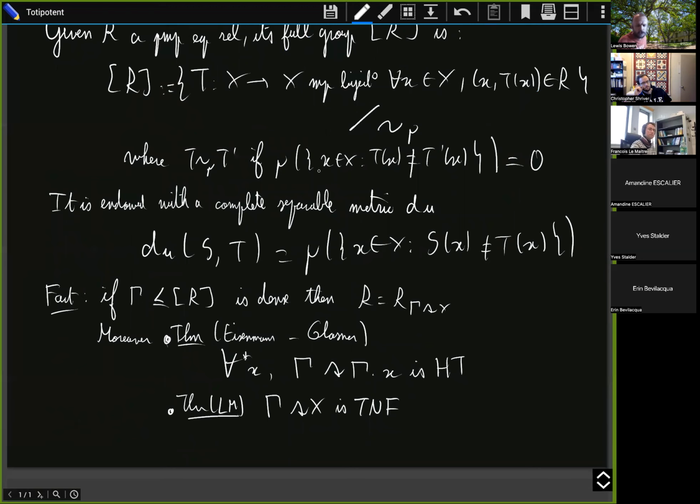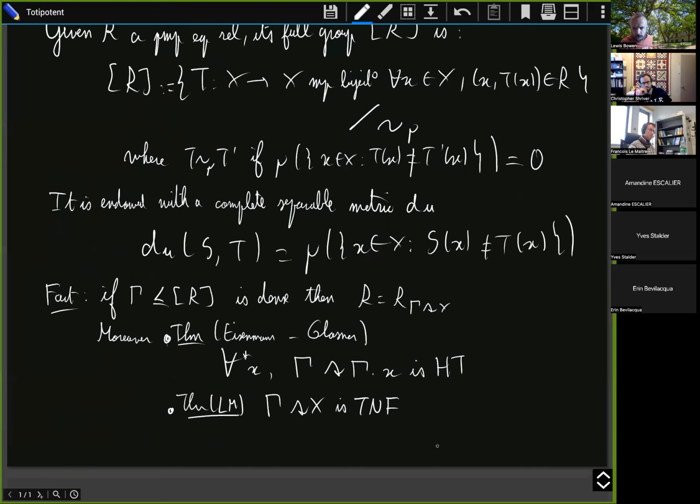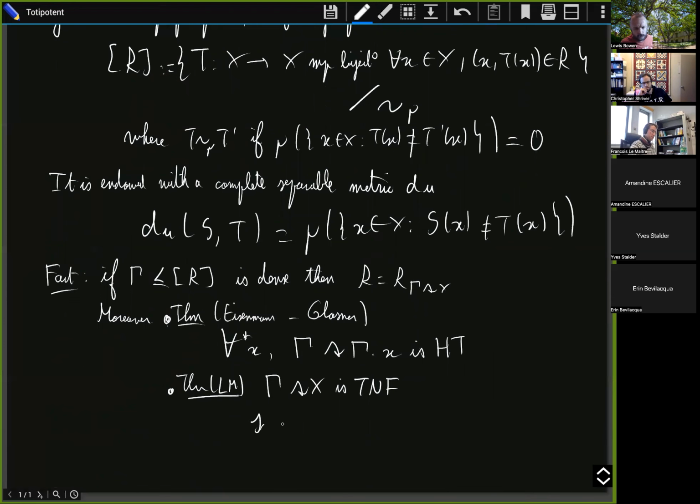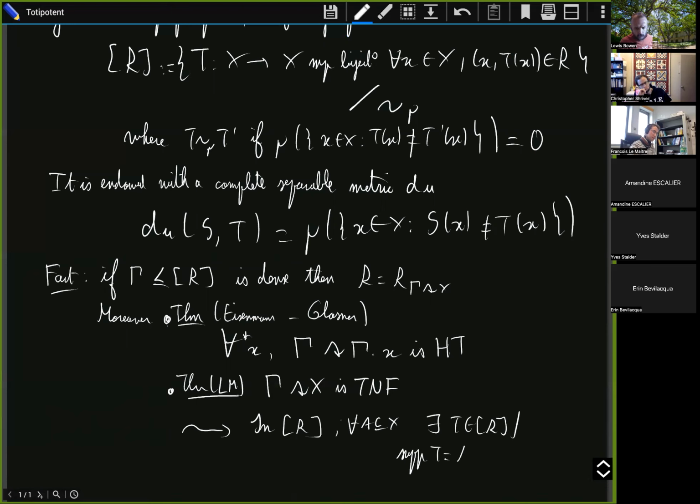Okay. Francois, could you say a few words about why density implies totally non-free? It's basically because you want to be able to separate points, and the thing is that, a few words about the proof. In the full group of R, for every A in X, there exists T in the full group of R such that the support of T is exactly equal to A.